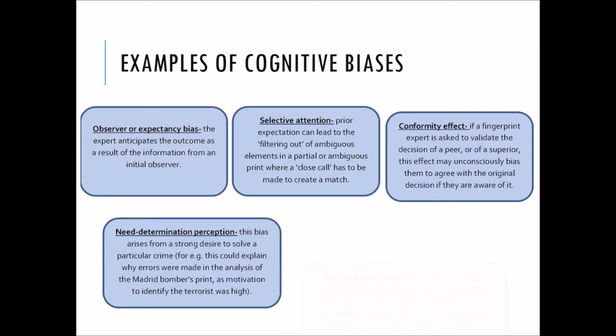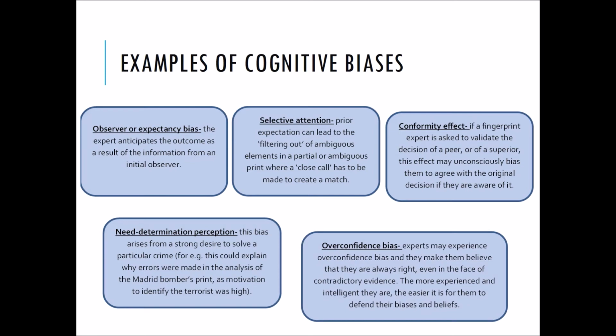There's lots of examples here of cognitive biases. These are all in your notes. So you've got observer or expectancy bias, so the expert anticipates the outcome as a result of information from an initial observer. So selective attention. So sometimes your expectations can lead you to kind of filter out certain elements and only focus on those which you think are important.